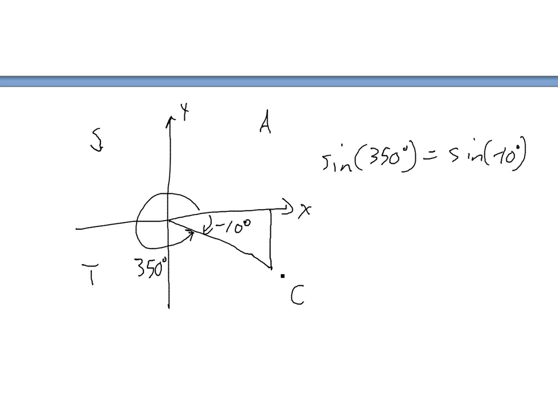Only cosine is greater than 0 there, so sine is less than 0. So this one will just equal negative sine 10 degrees. Then you would just put it in your calculator and get that. So this is just an easy way to do it.